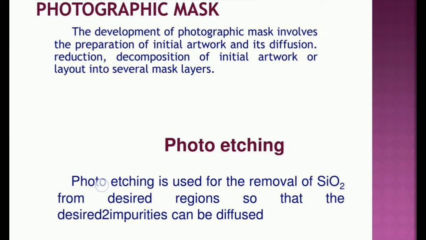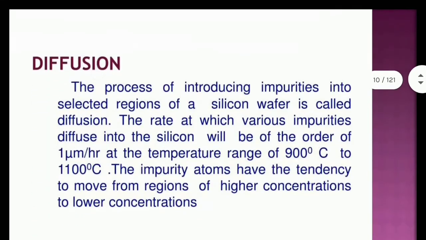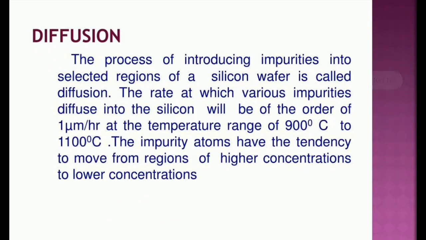Photo etching is used for the removal of the SiO2 layer from the desired region so that the desired impurities can be diffused. What is diffusion? The most important process in fabrication is diffusion. The process of introducing impurities into certain regions of the silicon wafer is called diffusion.